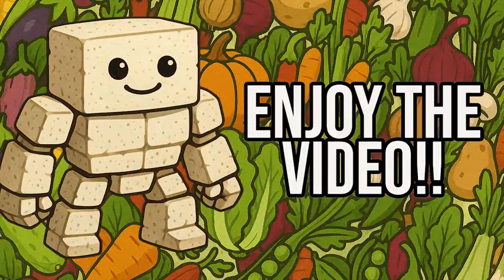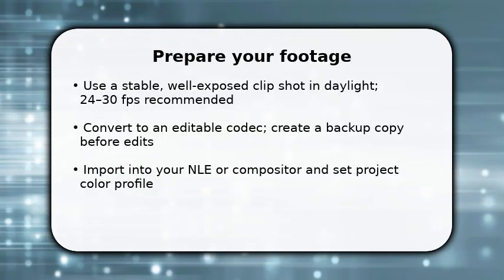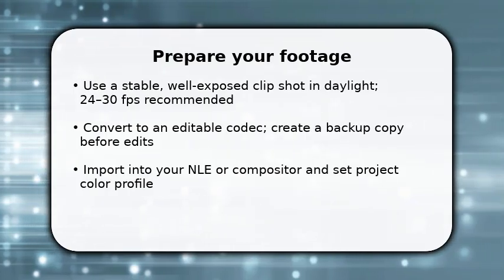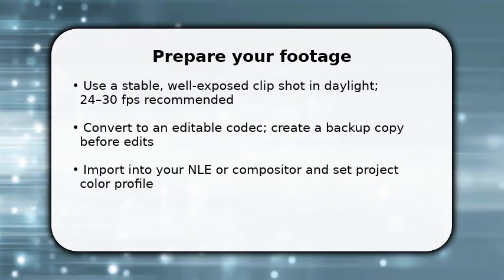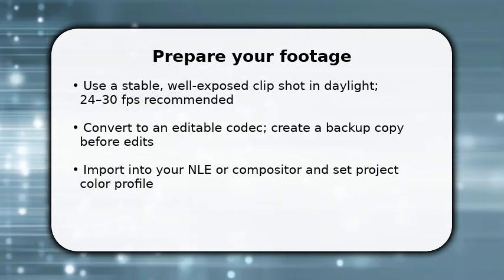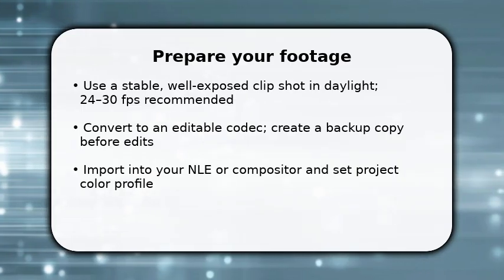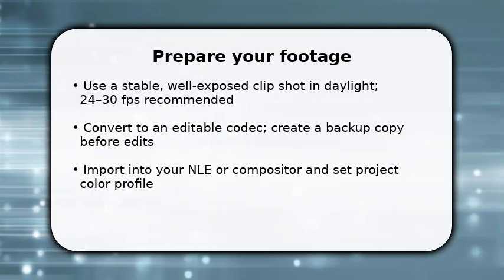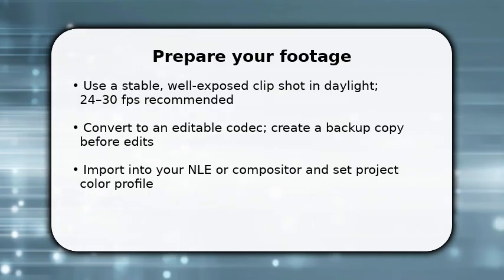You start by preparing the clip so the change will read as real. You need a well-exposed daytime shot and an editable codec. Once imported, make a backup and set a correct color profile. Now isolate the sky and key subject using masks or rotoscoping so adjustments won't affect silhouettes.